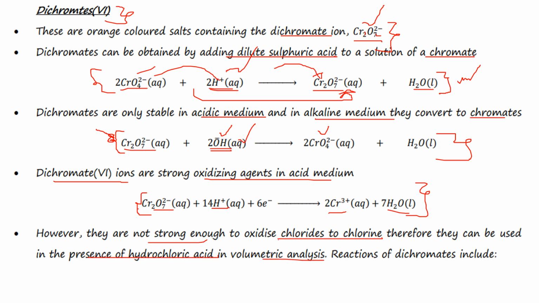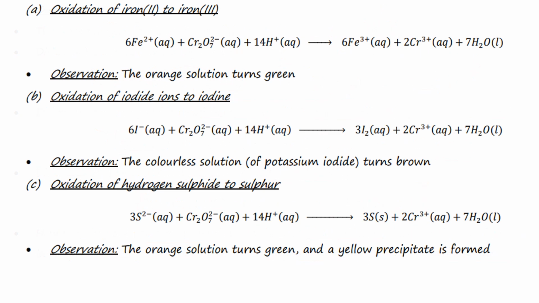And reactions of dichromates are going to include the following. So let's go over the reactions of dichromates that are involved in volumetric analysis. Now the first reaction, you're going to look at oxidation of the chromium 2 ion to the chromium 3 ion. So you're going to look at dichromate in acidic medium reacting as an oxidizing agent.